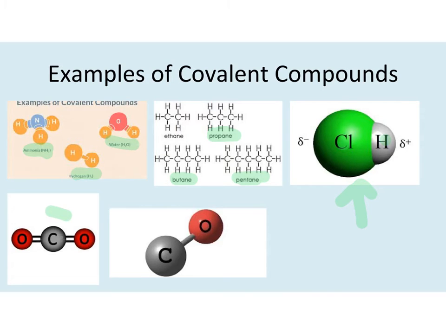Here we have carbon dioxide. So we've got 1 carbon and then 2 oxygens, and that's where the dioxide comes from. So di means 2, so carbon dioxide. Then over here we've got carbon monoxide. So 1 carbon and 1 oxygen, so carbon monoxide, and this is a very, very dangerous gas that can kill you.